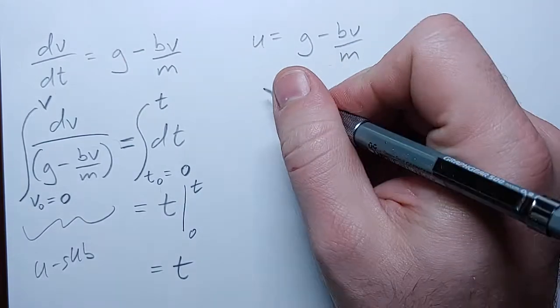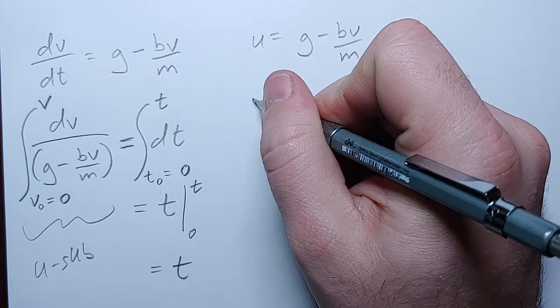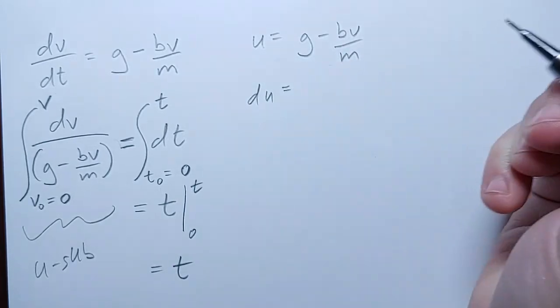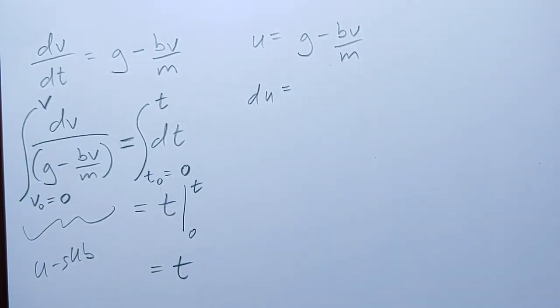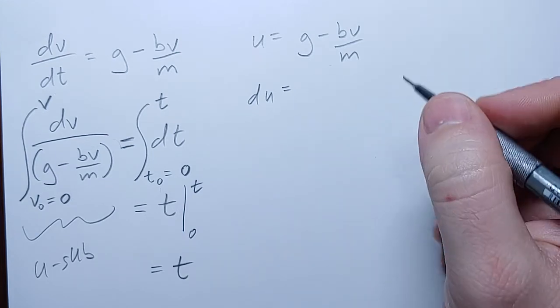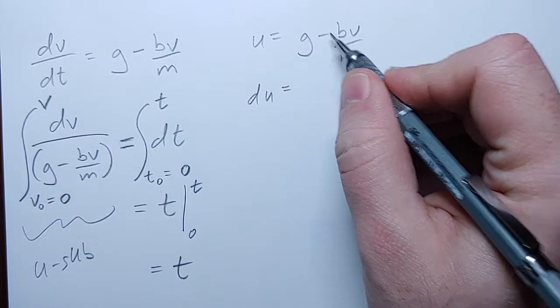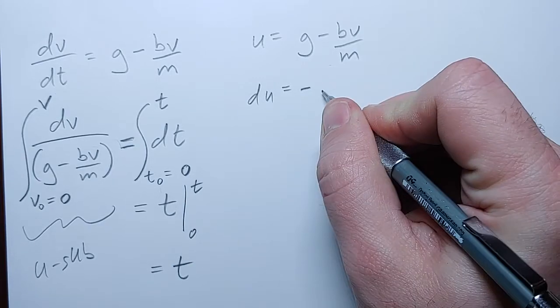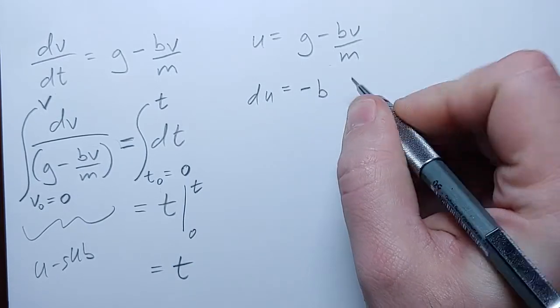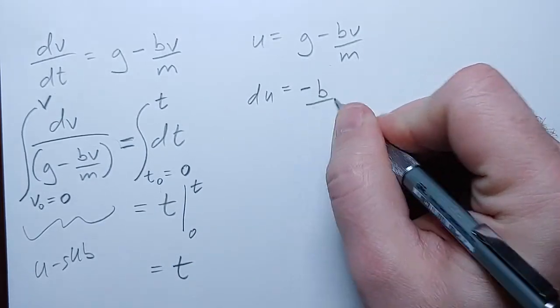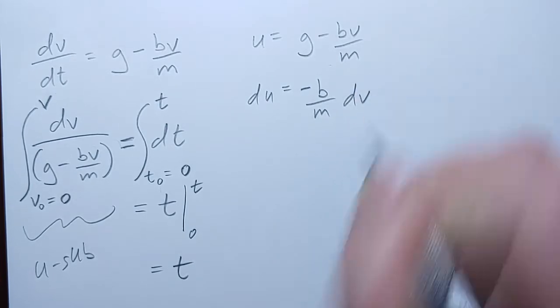And then we're going to get du is going to be, that's just going to go to 0, so negative b over m dv.